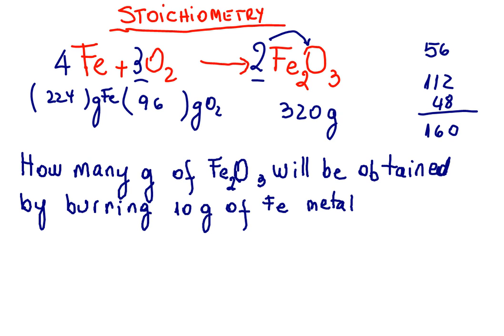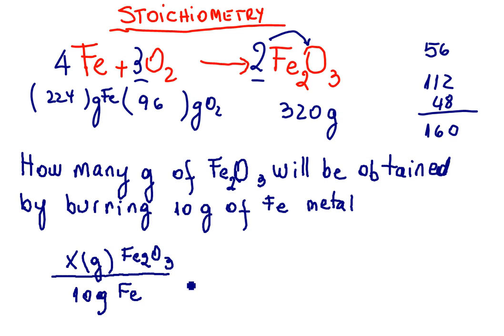First, we are going to write down the question in the form of a fraction, the same thing that we did before. So which is my question? How many grams, x then in grams, of iron oxide, so I'm going to put here which is the iron 2 oxygen 3, are going to be obtained with what? With 10 grams of iron metal.